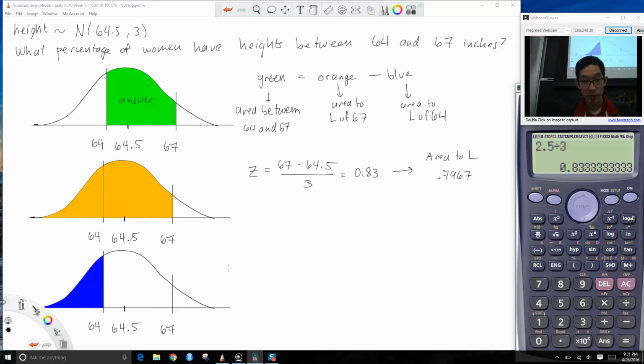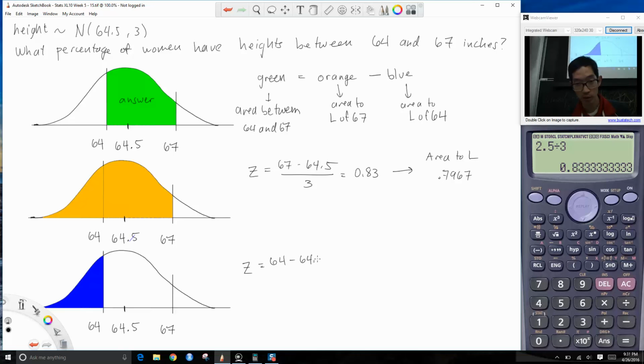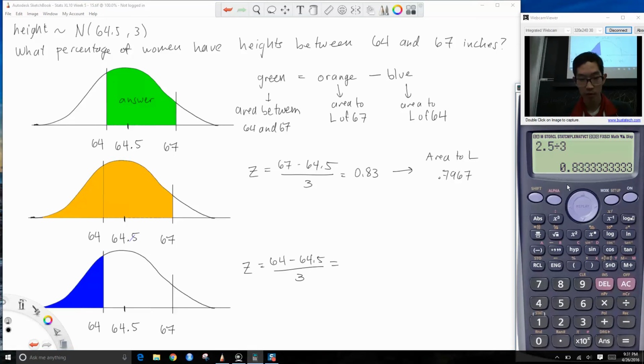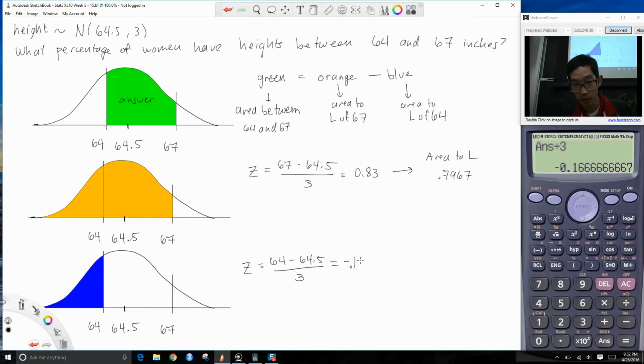Okay, and then over here, I do the exact same thing. I'm going to turn 64 into a z-score: 64 minus 64.5 divided by 3. Okay, and I get negative 0.17. I'm going to find the area to the left of negative 0.17, which is 0.4352.